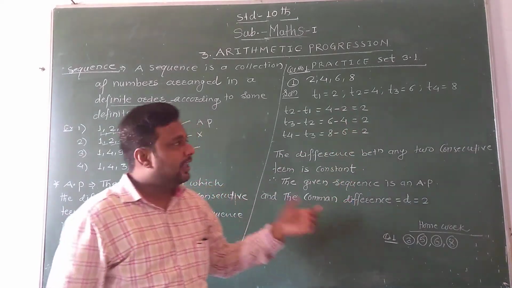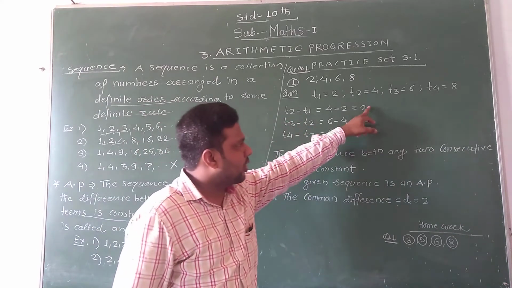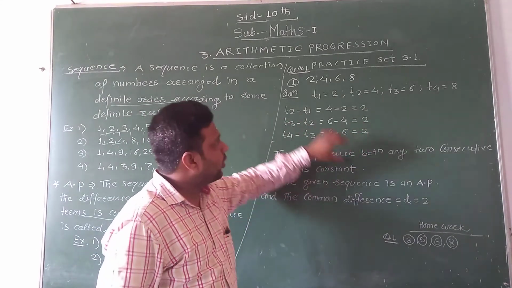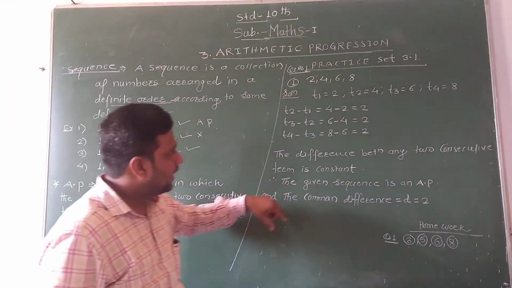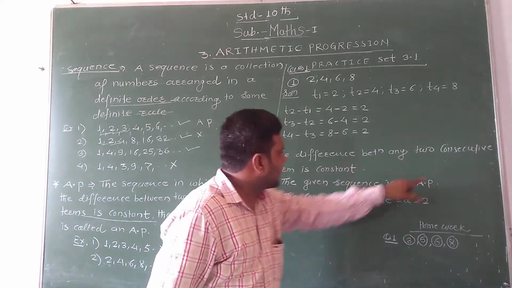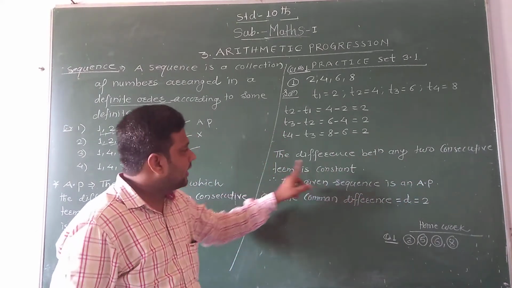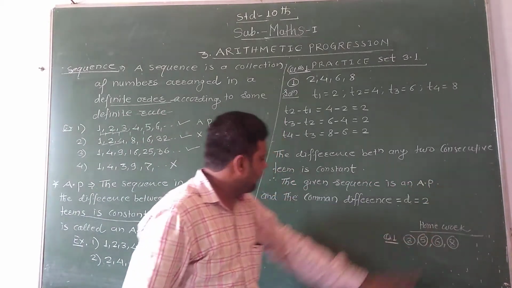Here we get the difference between each consecutive terms is constant or equal. Therefore, we can say this sequence is an arithmetic progression. Therefore, we have to write the difference between any two consecutive terms is constant. Therefore, this sequence is an arithmetic progression.